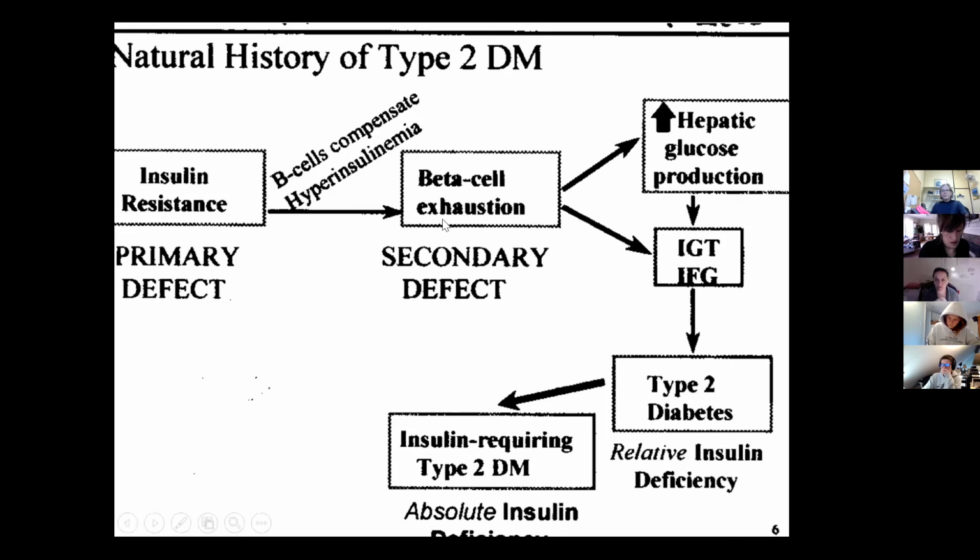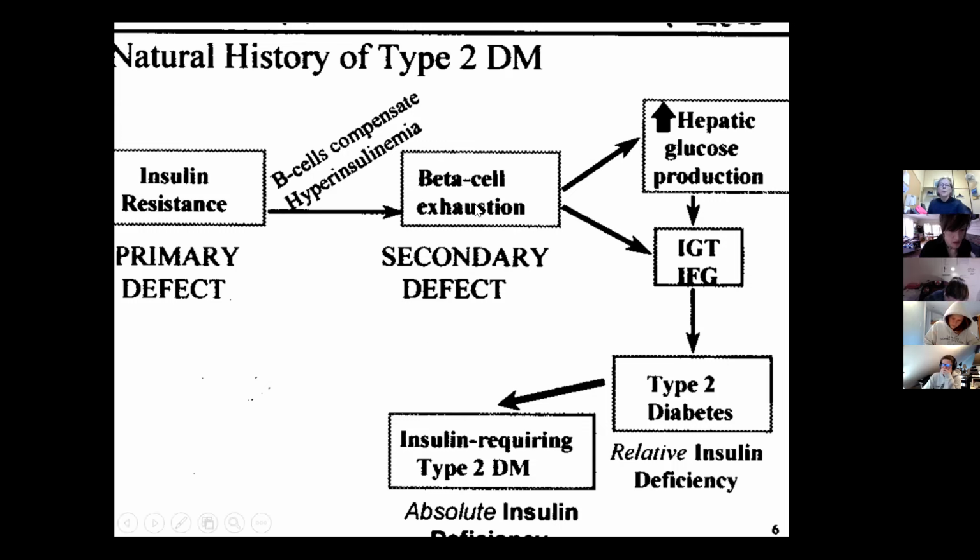Over time, this demand that's placed on the beta cells results in beta cell exhaustion. The beta cells are overtaxed and they poop out. And that's the secondary defect: now the beta cells have been essentially damaged by too much being asked of them.